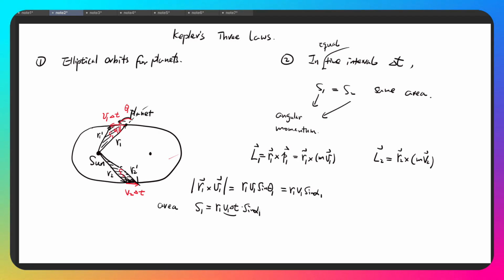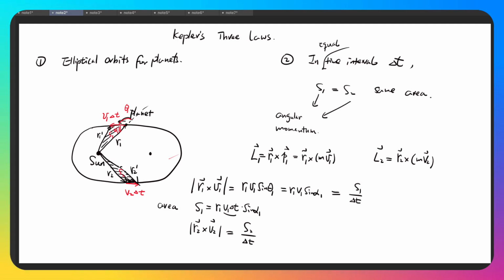Triangular area formula is given by that. So that's why we have this as S1 over delta t, the area size divided by the time interval delta t. And similarly, we can prove that the magnitude of R2 cross V2 is S2 over delta t. And their directions, if I use the right hand rule, are already the same.